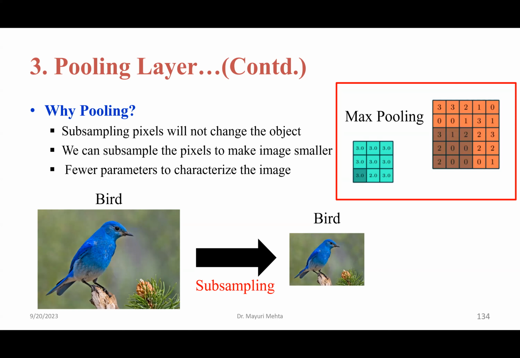In addition, it is useful for extracting dominant features. When you use max pooling, what is happening? Dominant features are extracted, which are rotational and positional invariant. Okay, so max pooling also performs noise suppression.